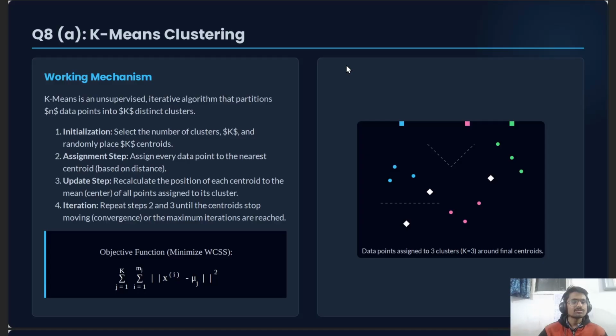The objective function minimizes the WCSS, which is the sum over i equal to 1 to k, and the sum over x in cluster i, of the norm of x minus mu i, whole squared.